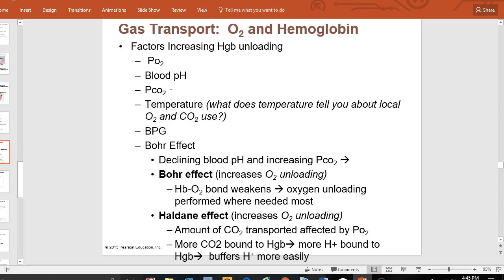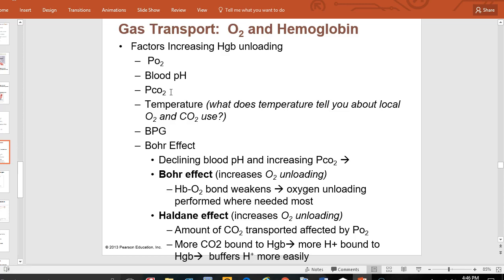Now the same is actually true if you consider temperature. The warmer the tissue, the harder it's working. Remember that heat is a byproduct of chemical reactions in the body as well. So the increase in temperature tells you that that tissue is working hard, using oxygen, generating more CO2. So you need to increase oxygen unloading or hemoglobin unloading in that particular area.